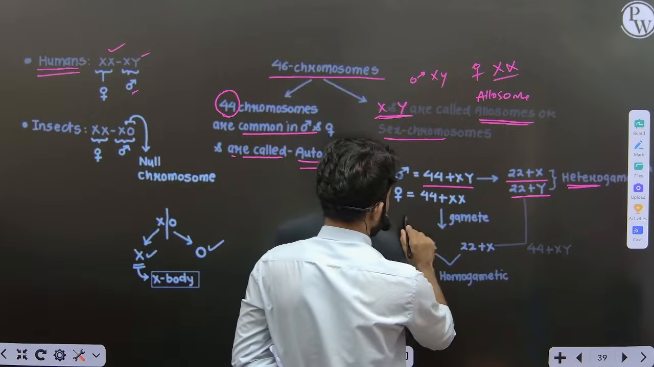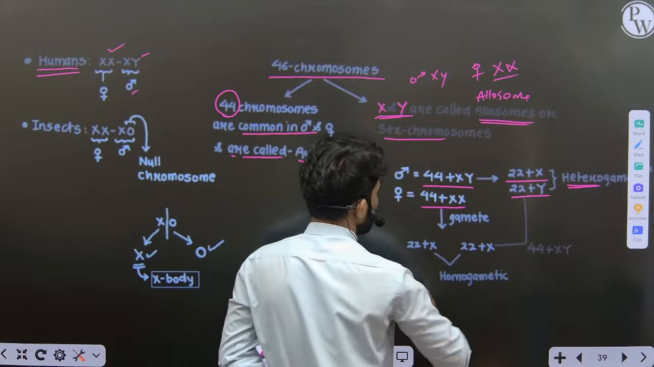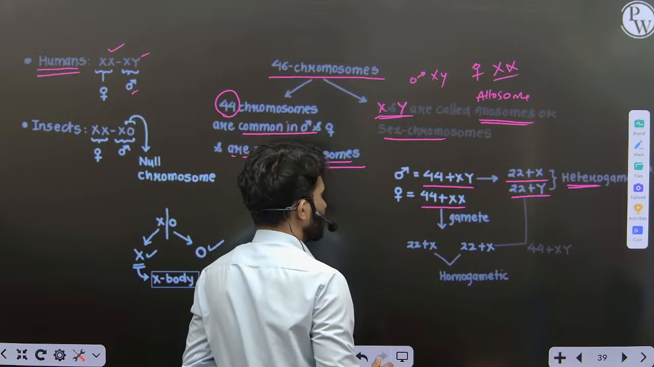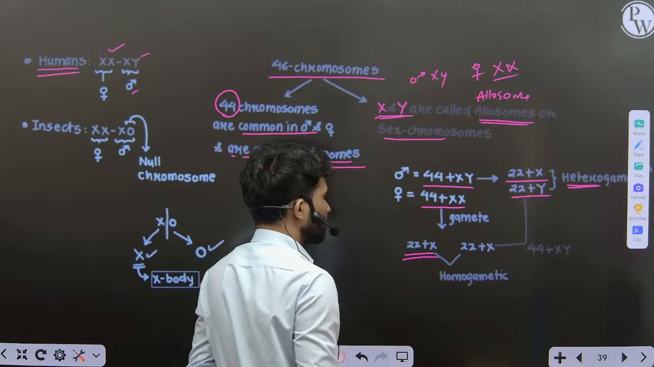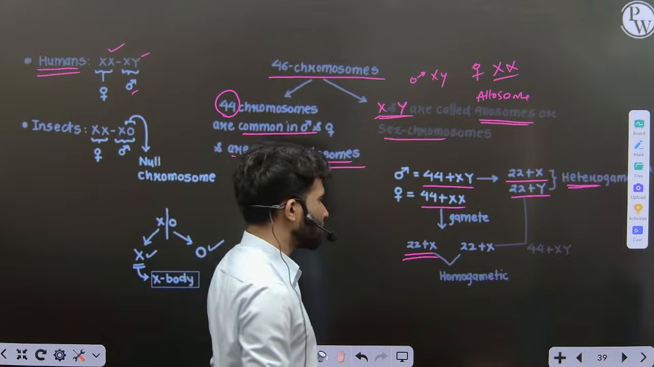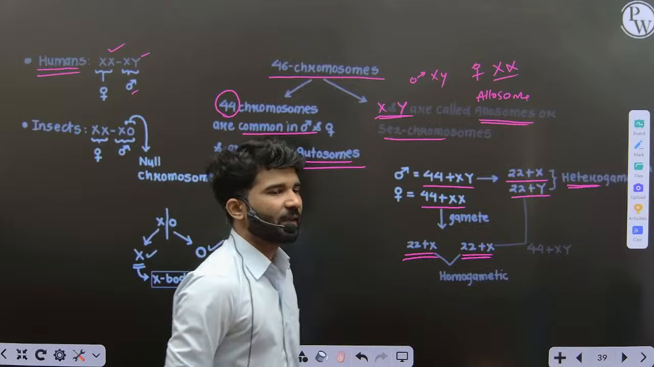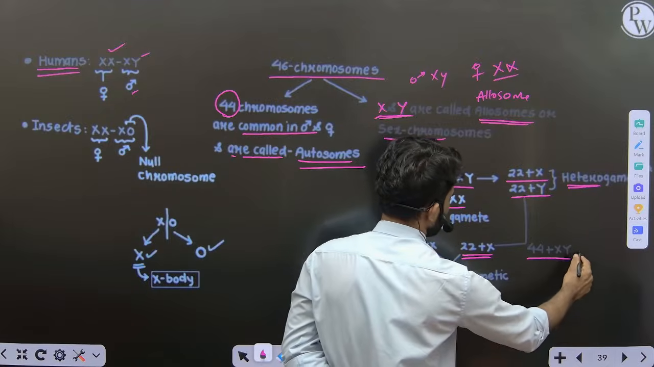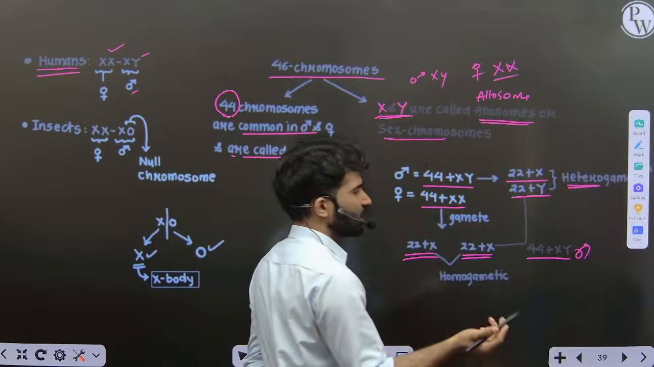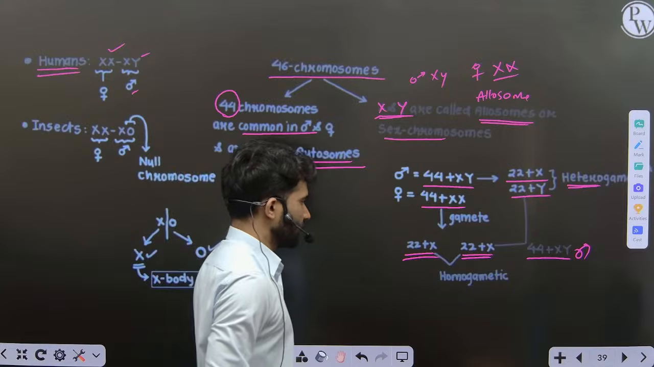In case of females it is 44 plus 2 XX chromosomes. When it comes to the gametes, there are 22 autosomes with 1 X chromosome, and another one of 22 with another X chromosome. And this combines with Y, or combines with another X chromosome, which gives rise to the organism.